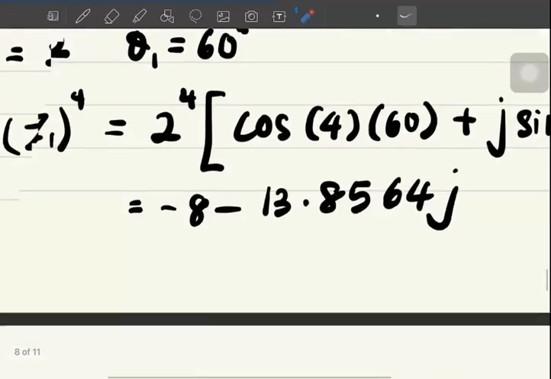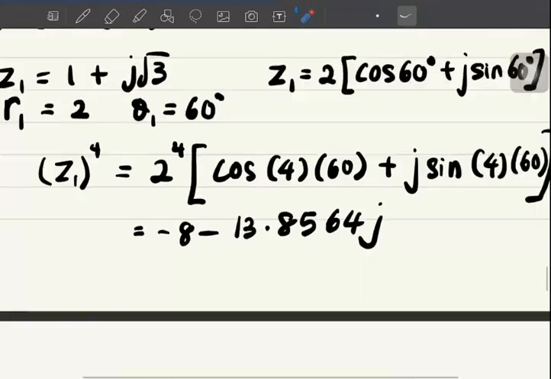Boleh? So that's why you ada 2 kuasa 4. So yang ni 4 darab 60 akan dapat 240, kan. So cari cos 240, lepas tu darabkan dengan 2 kuasa 4. So you akan dapat negatif 8. Cari sin 240, darabkan dengan 2 kuasa 4. So you akan dapat this answer.